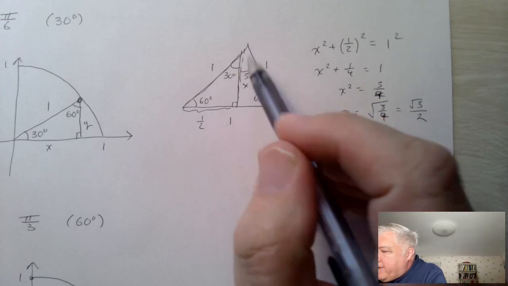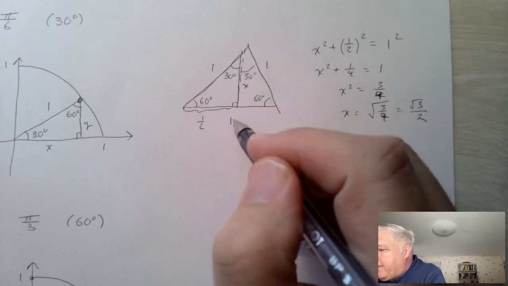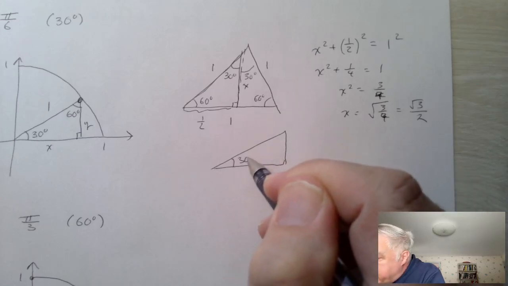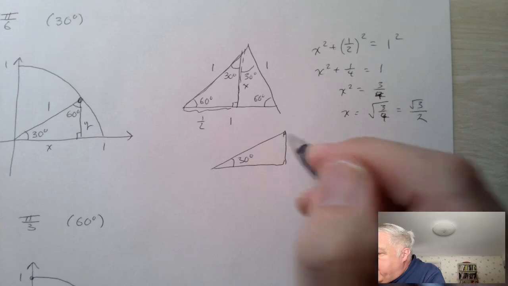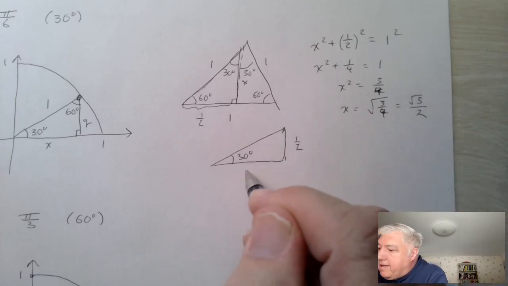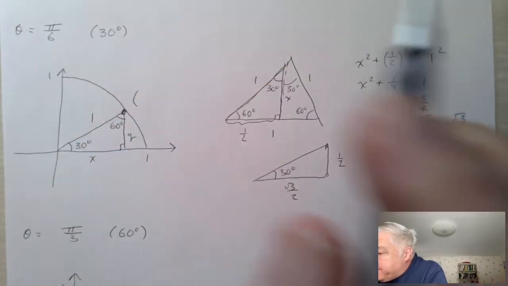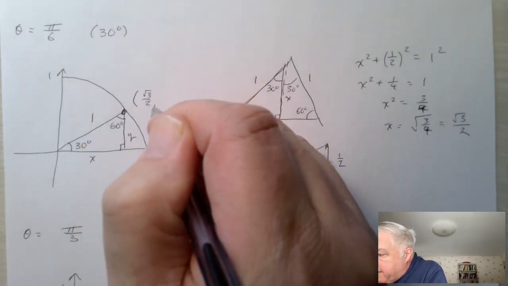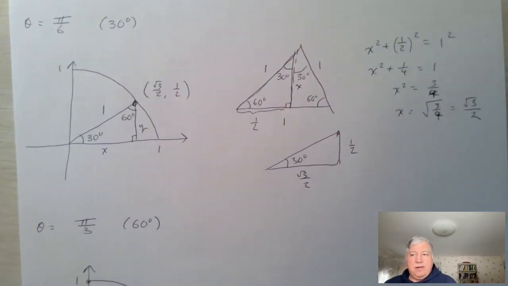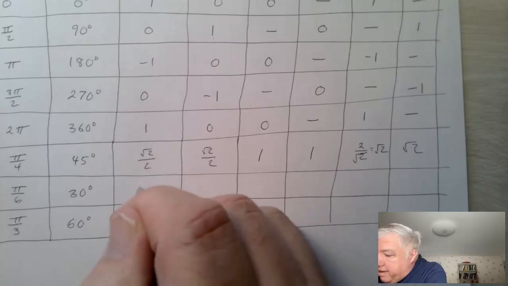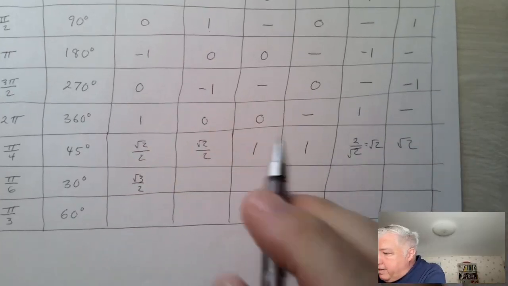So then, if we take this angle and this triangle right here and just put it on its side, it's like this. Here's 30 degrees, and here's our point, and now we know that this is 1/2, and that this is square root 3/2. So the coordinate of this point is square root 3/2, comma, 1/2. And so that's going to be the cosine and sine of 30 degrees. So we can say this is square root 3 divided by 2, and this is 1/2.